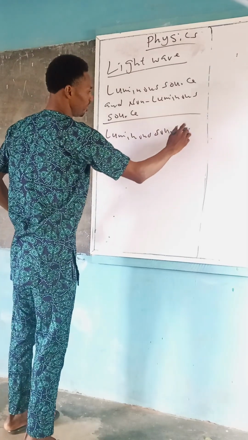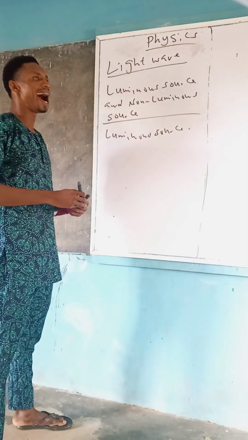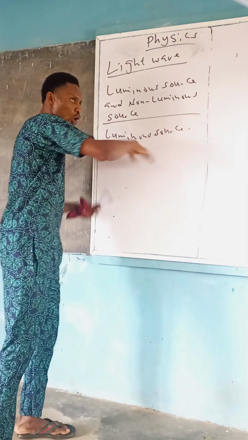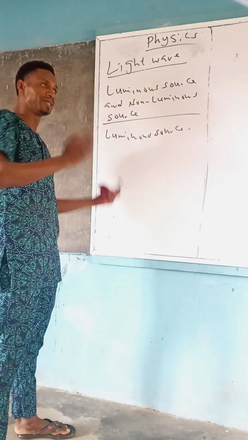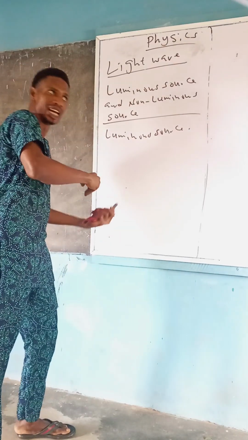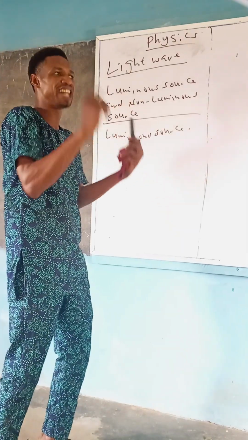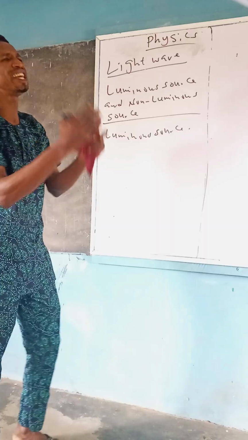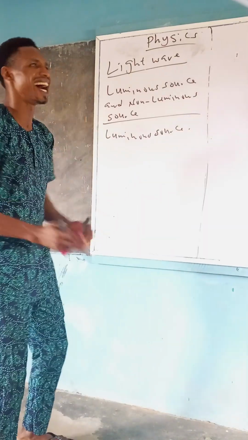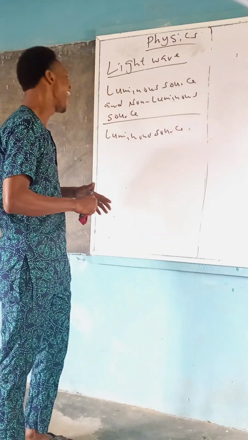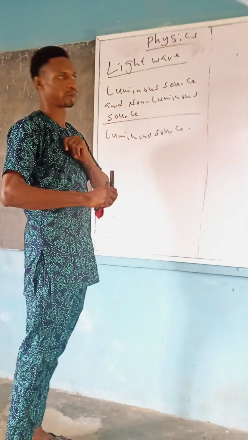Now, what are luminous sources? Luminous sources are sources or objects that can produce or generate light on their own. Any source or object that can produce or generate light on its own is known as a luminous source.